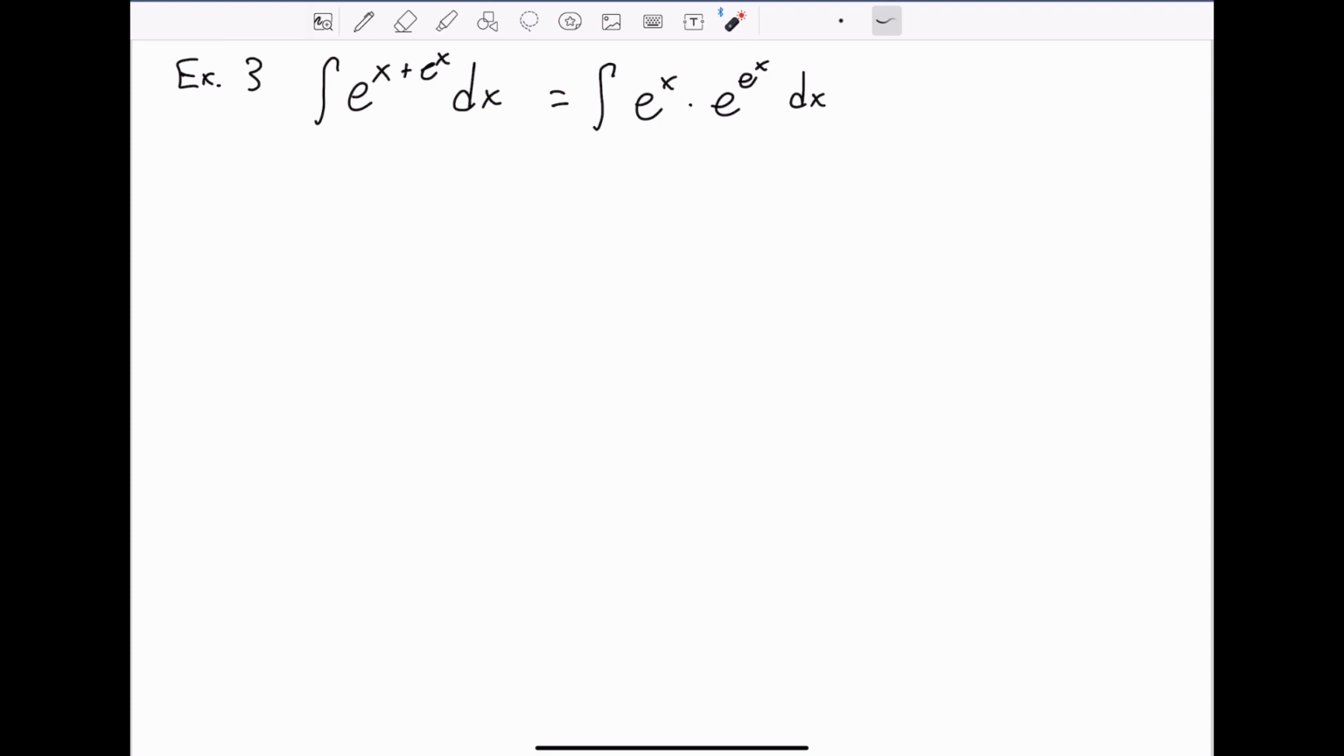Now, notice e to the x in the exponent can be thought of as an inner function, and the derivative of e to the x is right there. So this is going to be integration by substitution.